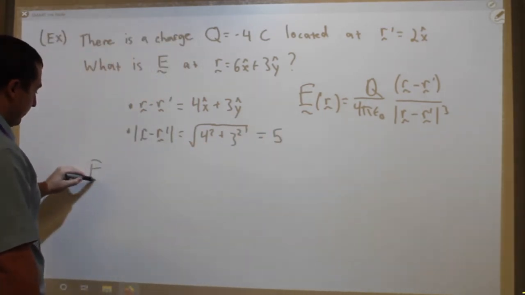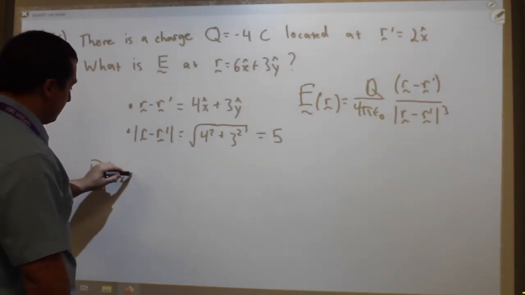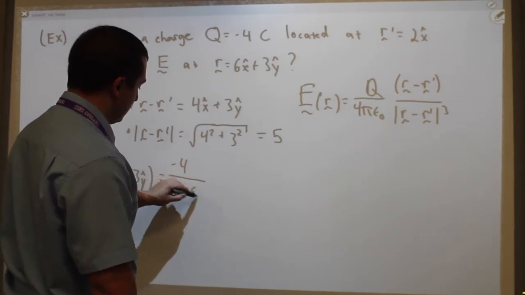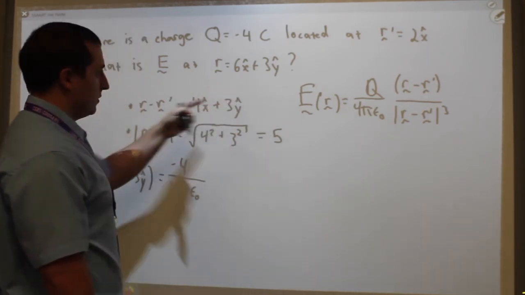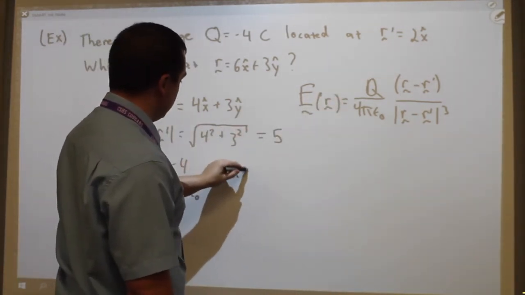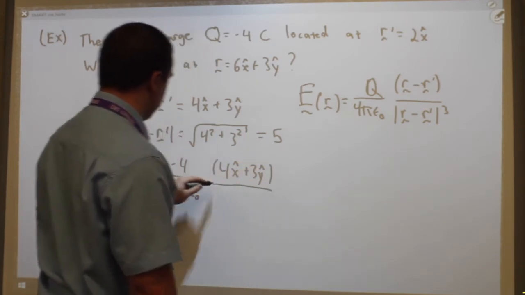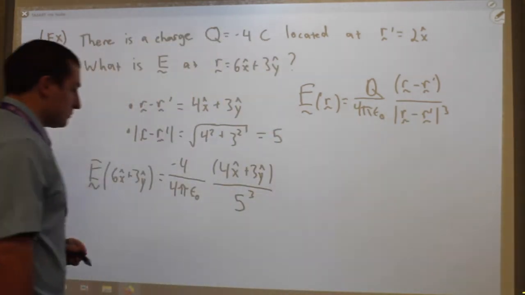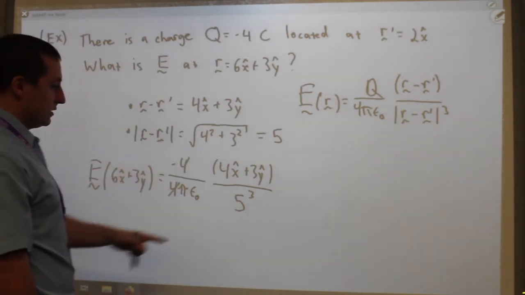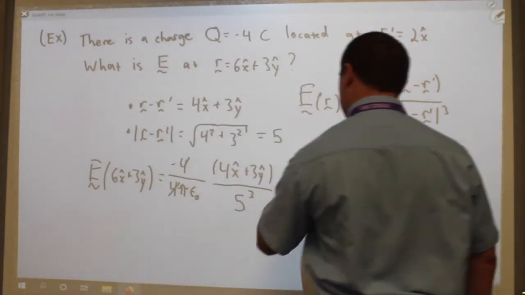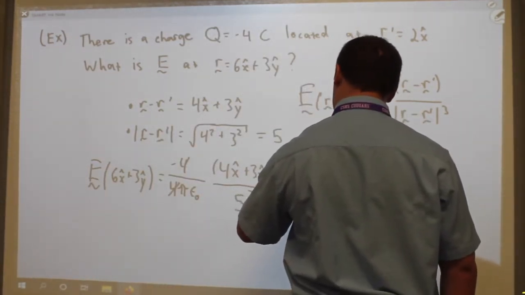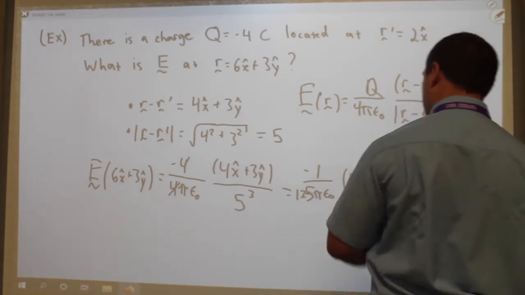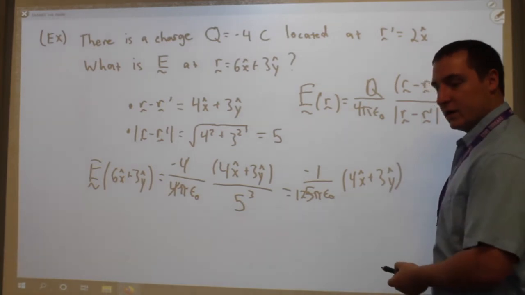So, the electric field, and I can write this at the location 6x hat plus 3y hat, is minus 4 over 4 pi epsilon naught times r minus r prime, 4x hat plus 3y hat, put that in parentheses, divided by the magnitude 5 cubed. And we're done. If I want, I can cancel this. 5 cubed is 125, so I get minus 1 over 125 pi epsilon naught times this vector, 4x hat plus 3y hat. And so I have a perfectly defined vector with magnitudes and everything, and a direction that gives me the exact electric field.